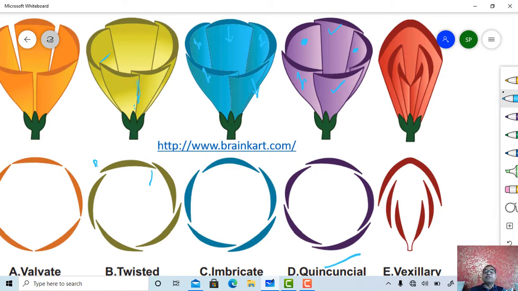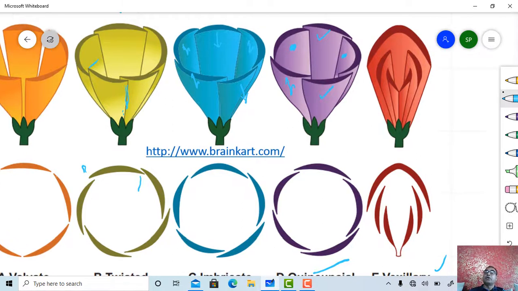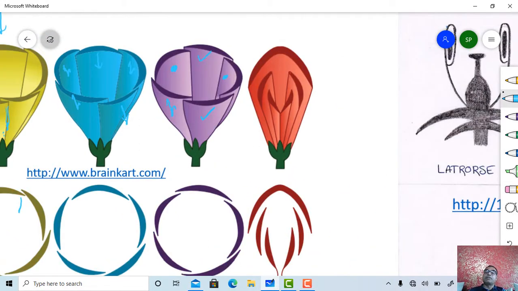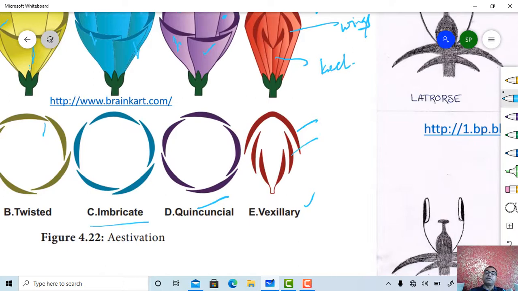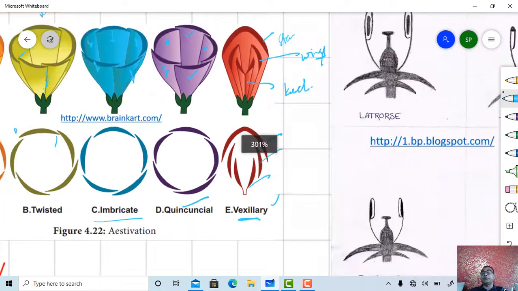So this one is a quincunxial type of aestivation. In the Papilionaceae family, you will observe a vexillary type of aestivation. One of the sepals or petals is completely on the outer side, which is called the standard. It includes two sepals or petals. Especially in the Papilionaceae type of corolla, these are called the wings, and in the center again the keel is present. So standard, wings, and keel form the vexillary type of aestivation.